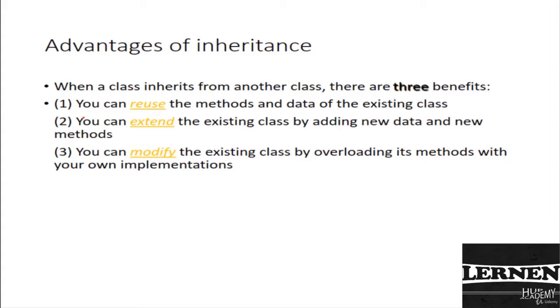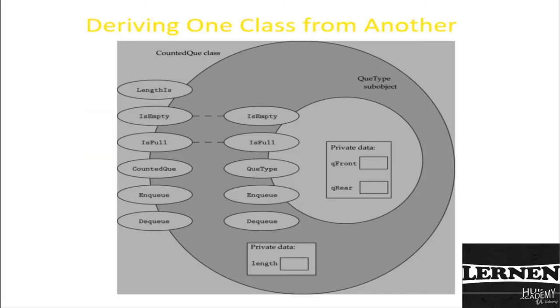So, the advantages of inheritance. When a class inherits from another class, there are 3 benefits. You can reuse the methods and data of the existing class, and you can extend the existing class by adding new data and new methods. Then you can modify the existing class by overriding its methods with your own implementations. You can see the diagram of deriving one class from another. Here we have this class, QType object, with the private data members of this base class, and we access these data members from the derived class. This is simply deriving one class from another class.